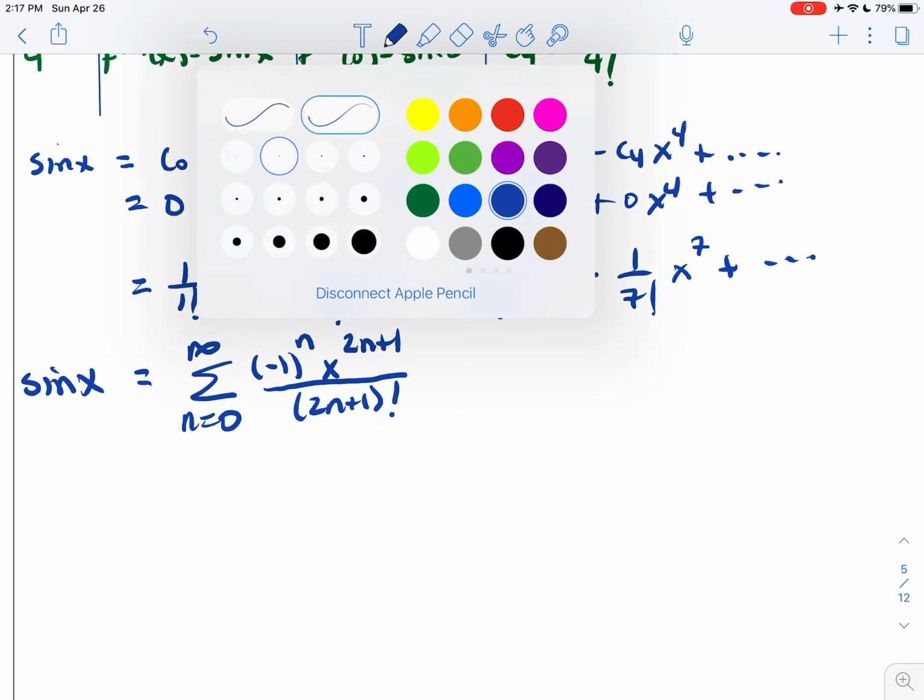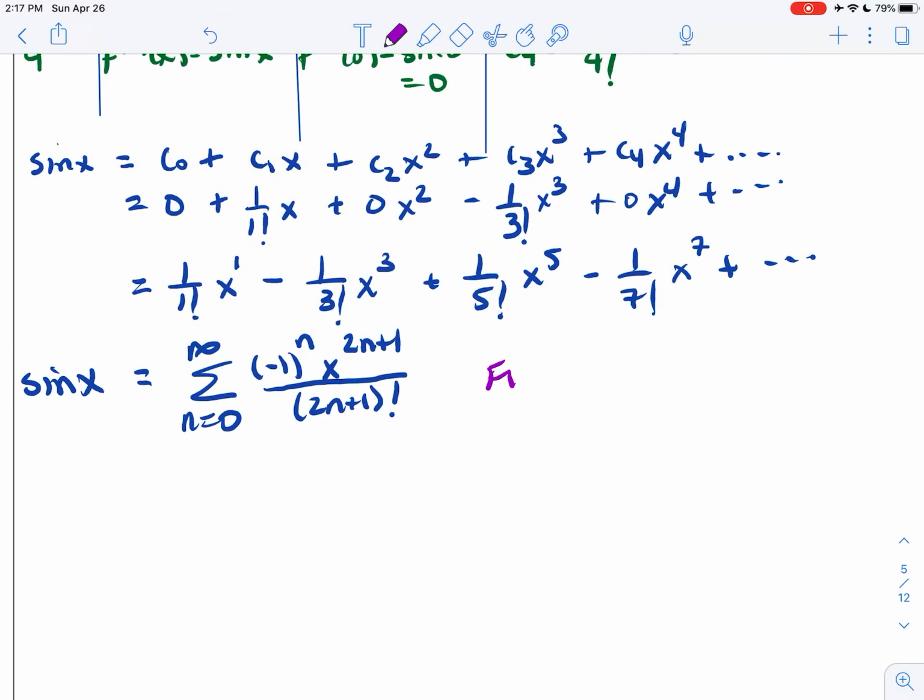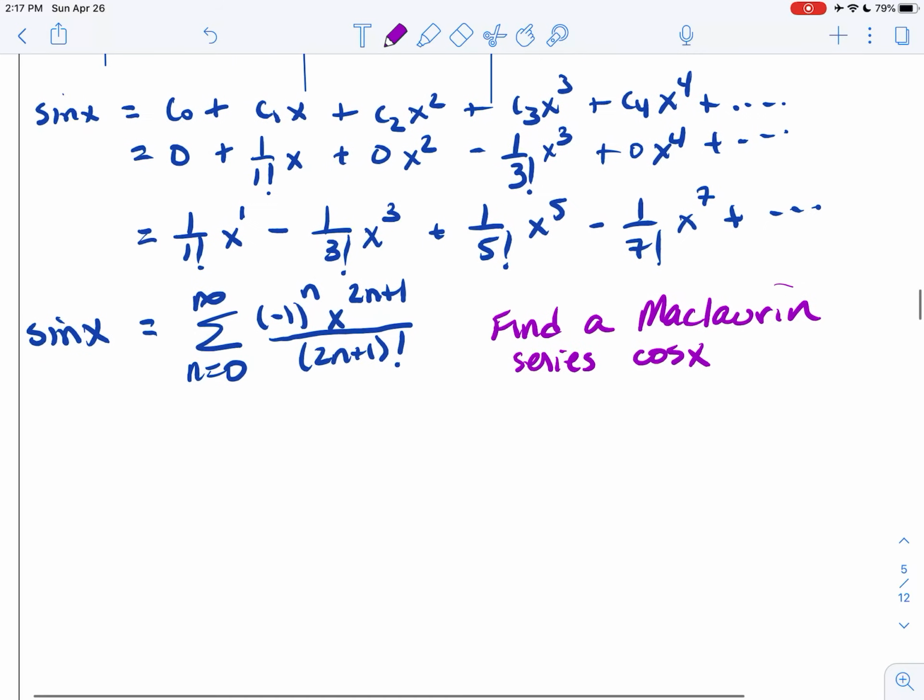Now, to find a Maclaurin series for cosine, remember that theorem that allows us to take a derivative. Our derivative of our function is going to be the derivative of its power series.